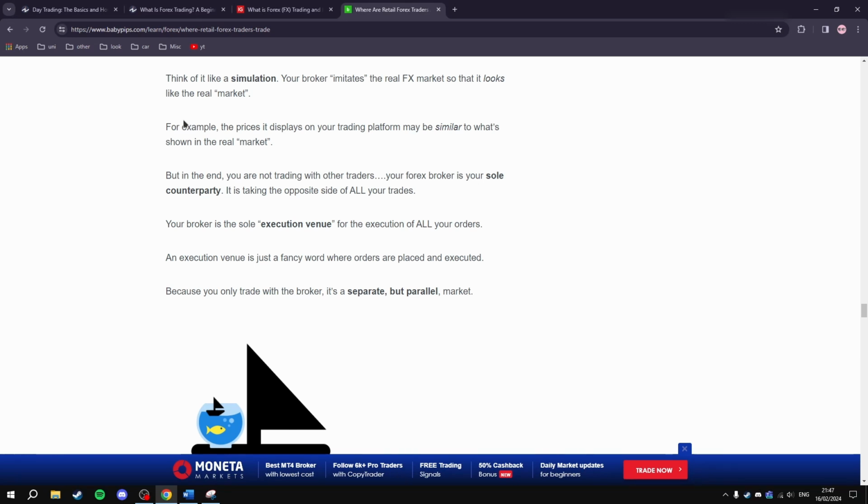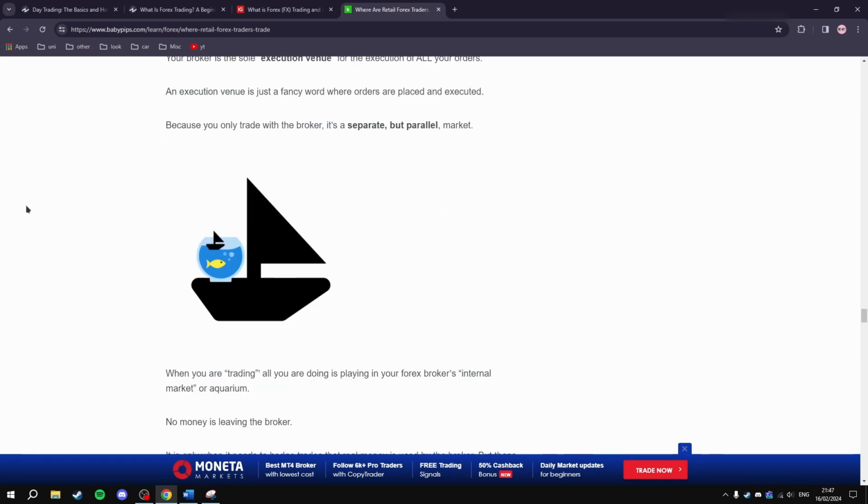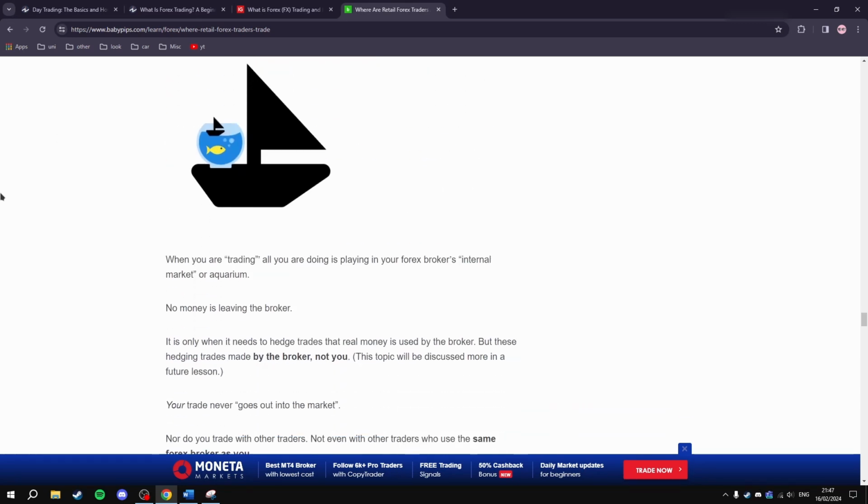Your broker is the sole execution venue for the execution of all your orders. An execution venue is just a fancy word for where orders are placed and executed. Because you only trade with a broker, it is a separate but parallel market. When you are trading, all you are doing is playing in your forex broker's internal market or aquarium. No money is leaving the broker. It is only when it needs to hedge trades that real money is used by the broker, but these hedging trades are made by the broker, not you. This topic will be discussed more in a future lesson.